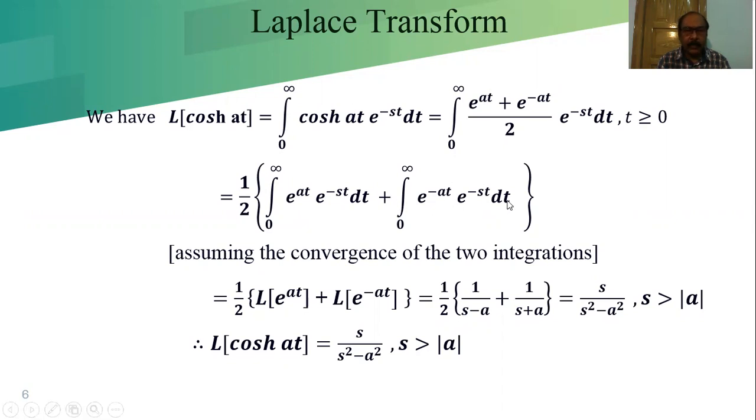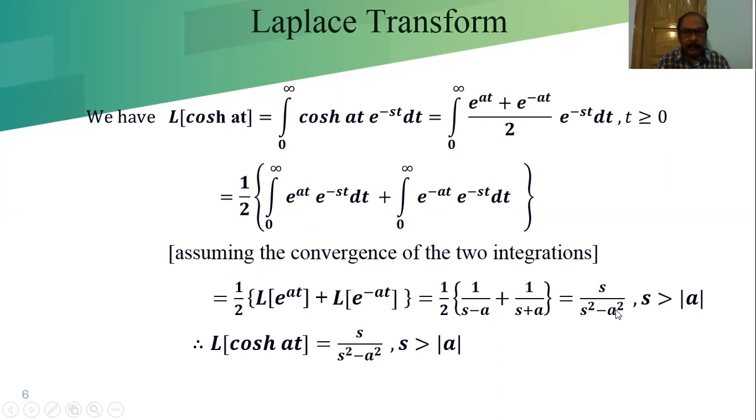And we are considering that the integration is convergent. That means we will get a finite value of this integration, both the integrations. So from that we can write half is outside: Laplace transformation of e to the power at plus Laplace transformation of e to the power minus at. We know the Laplace transformation of e to the power at is equal to 1 by s minus a, and e to the power minus at is 1 by s plus a.